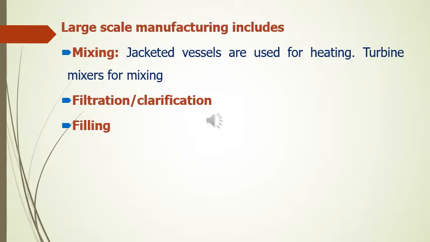Then we come to the large scale manufacturing of syrup. So there are three important steps. One is mixing, second is filtration or clarification, and last is filling and packaging. So mixing of the syrup is generally done in a jacketed vessel. Jacketed vessel will have an advantage when we have to control the temperature. Turbine mixers are used for mixing the solids in the syrupy vehicle, because they are viscous as compared to the solutions. Then finally, when we are done with the mixing part, filtration is done, and the formulation is filled in the bottles.